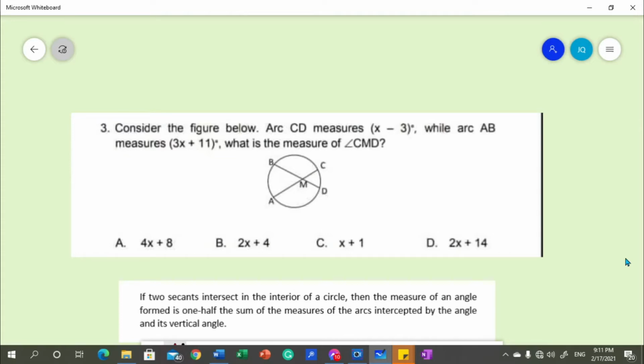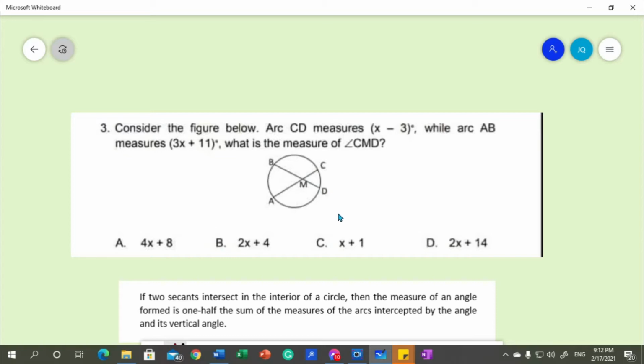In this video we are going to answer a question which I found on Facebook. The question is like this: consider the figure below. Arc CD measures the quantity of x minus 3 degrees, while arc AB measures the quantity of 3x plus 11 degrees. What is the measure of angle CMD?